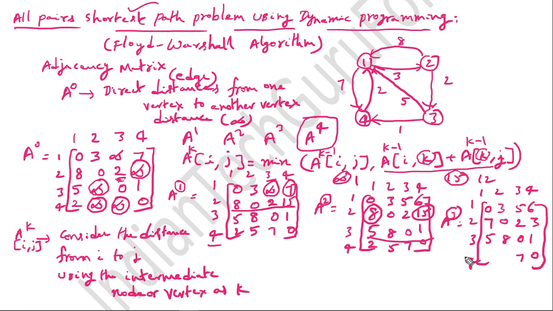Next, 4 to 1. 4 to 1 using intermediate node 3. There is no link. So keep the previous value as it is. Next, 4 to 2. 4 to 2 using intermediate node 3. There is no link. So keep the previous value as it is. So we have calculated up to A power 3. Now, before calculating A power 4, let me make some space here.